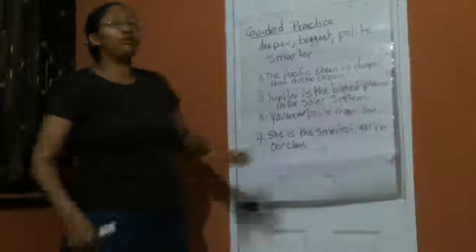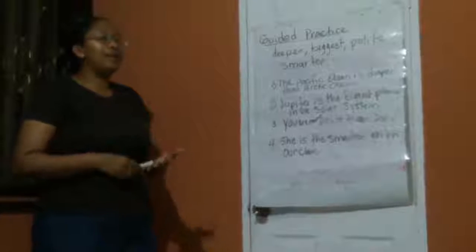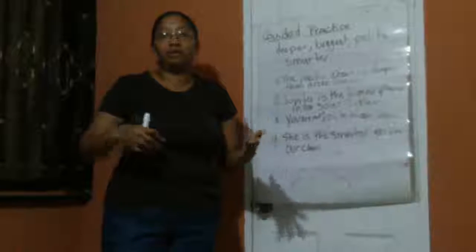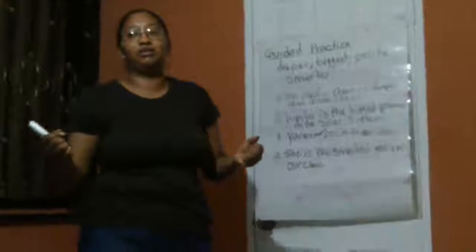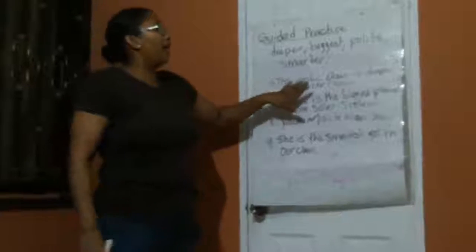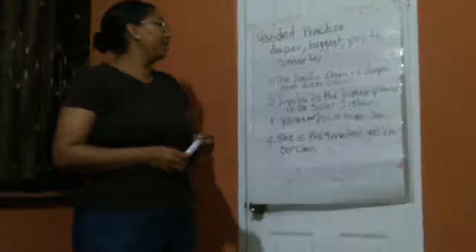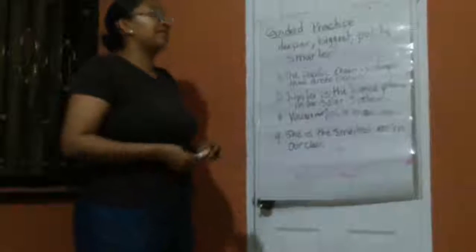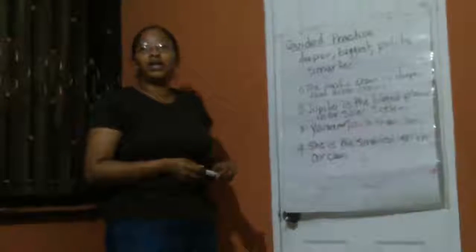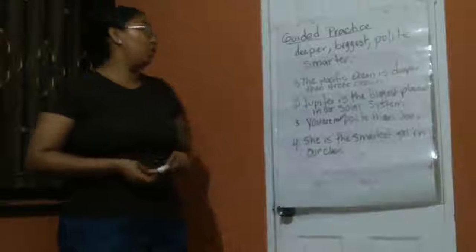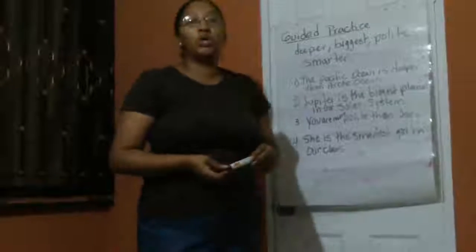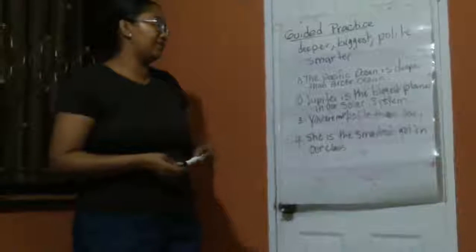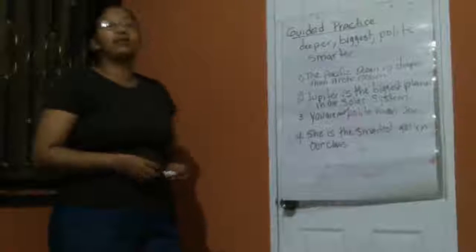Okay, now we are going to read the sentences. I will read them and afterward I want you to read them and classify them, and tell me if it's a comparative or if it's a superlative. Okay? So let's go. Number 1, the Pacific Ocean is deeper than Arctic Ocean. Number 2, Jupiter is the biggest planet in our solar system. Number 3, you are more polite than Joy. And number 4, she is smarter. She's the smartest girl in her class.